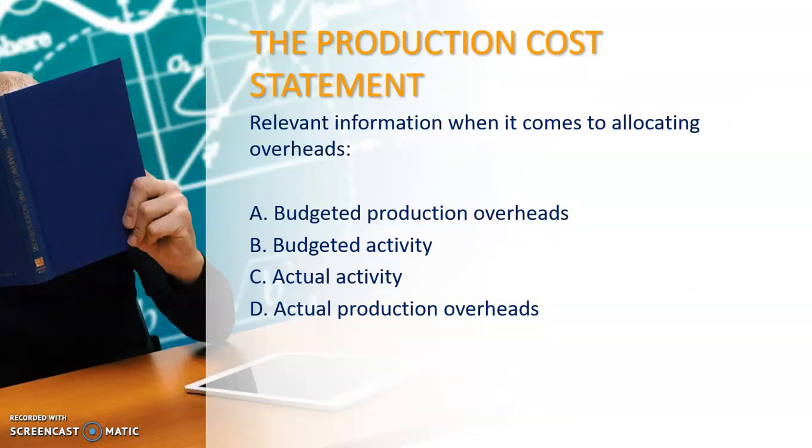Now, when it comes to allocating overheads, there's 4 bits of information which are very important, right? The first one is your budgeted production overheads. The second one is your budgeted activity level. The third one is your actual activity level, and the fourth one is your actual production overheads, right? Now, these 4 will always be there, right? In some way or other, they will be given to you in a question, and they each have some sort of relevance, okay?